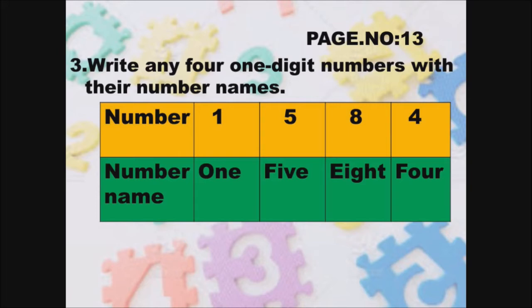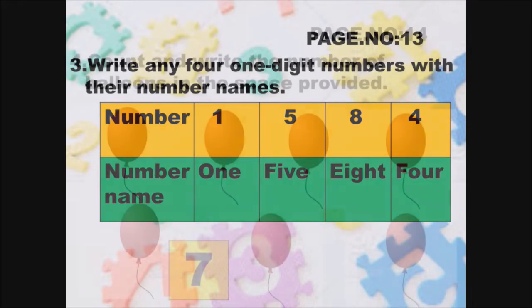1, O, N, E, one. 5, F, I, V, E, five. 8, E, I, G, H, T, eight. 4, F, O, U, R, four. So children, if you want, you can try the remaining one digit numbers also. Or if you want, you can copy these numbers in your textbook.